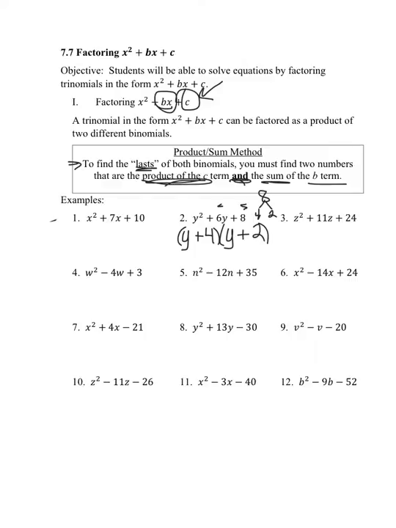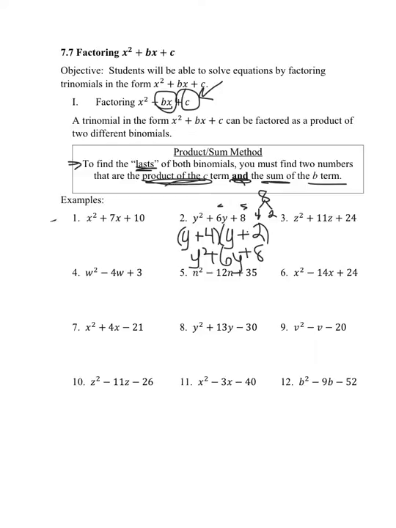I can check myself by saying y times y is y squared. Y times 2 is 2y. 4 times y is 4y. So 2y and 4y make that positive 6y. And then 4 times 2 is 8. So I know I'm right.